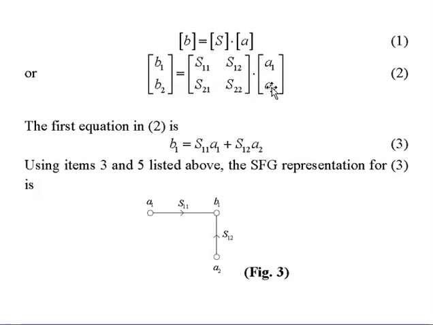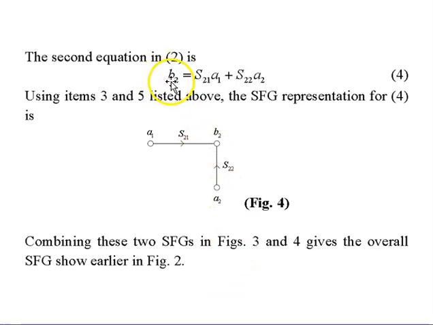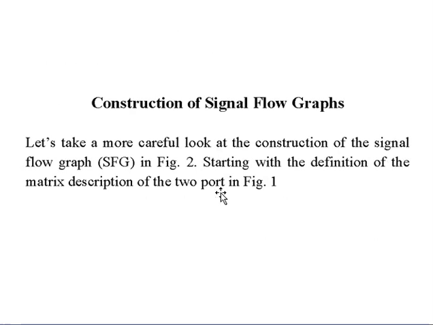Using items 3 and 5 listed above, how do you draw equation 3? B1 is equal to S11 A1 plus S12 A2. So that will be the SFG. The second equation, B2 is equal to S21 A1 plus S22 A2. How to construct the SFG? That would be B2 equal to S21 A1 plus S22 A2. Combining these two SFGs, figure 3 and figure 4, will give the overall SFG that was shown earlier in figure 2, which is this box.